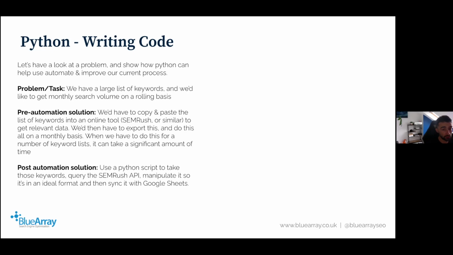So for the post-automation solution, we will use a Python script to take those keywords, query the SEMrush API, then manipulate the data so it's in an ideal format, following the exact formatting that we want, and then sync it directly with Google Sheets. We can even sync that Google Sheet with BigQuery, and then sync that with Data Studio, so we can display that data on a monthly basis. We then set up a trigger that runs that Python script at the same time every month, and then all we have to do is go into the report and change the date.